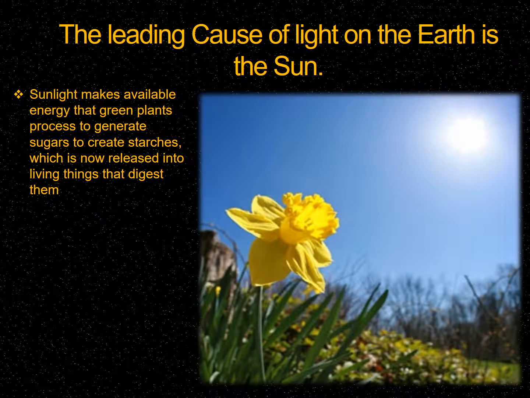The leading cause of light on Earth is the sun. Sunlight makes available energy that green plants process to generate sugars to create starches, which is then released into living things that digest them. Sunlight is not only important to plants, but it's also important to us as humans.